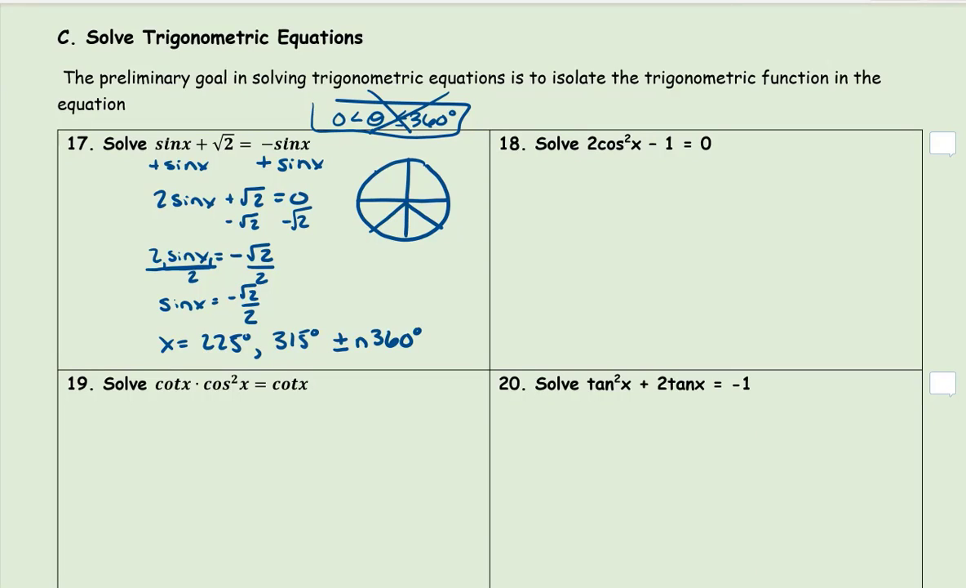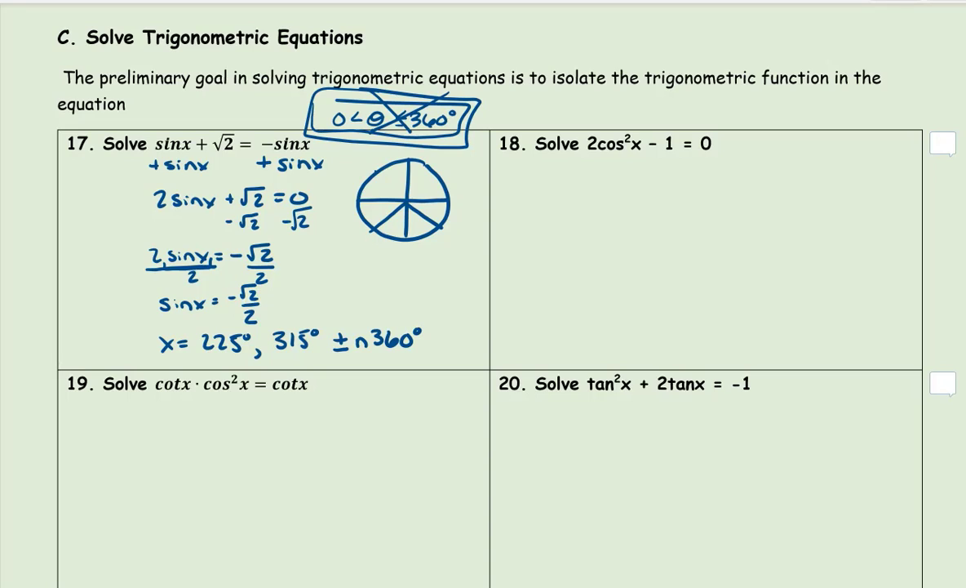Okay, so very important. If it says up at the top that the solutions are between 0 and 360, you could stop with just the two numbers, but because it doesn't say that here, I want this plus or minus n 360 degrees. And obviously, if we were doing this in radians, you would have n 2 pi. Okay, so let's look at number 18.